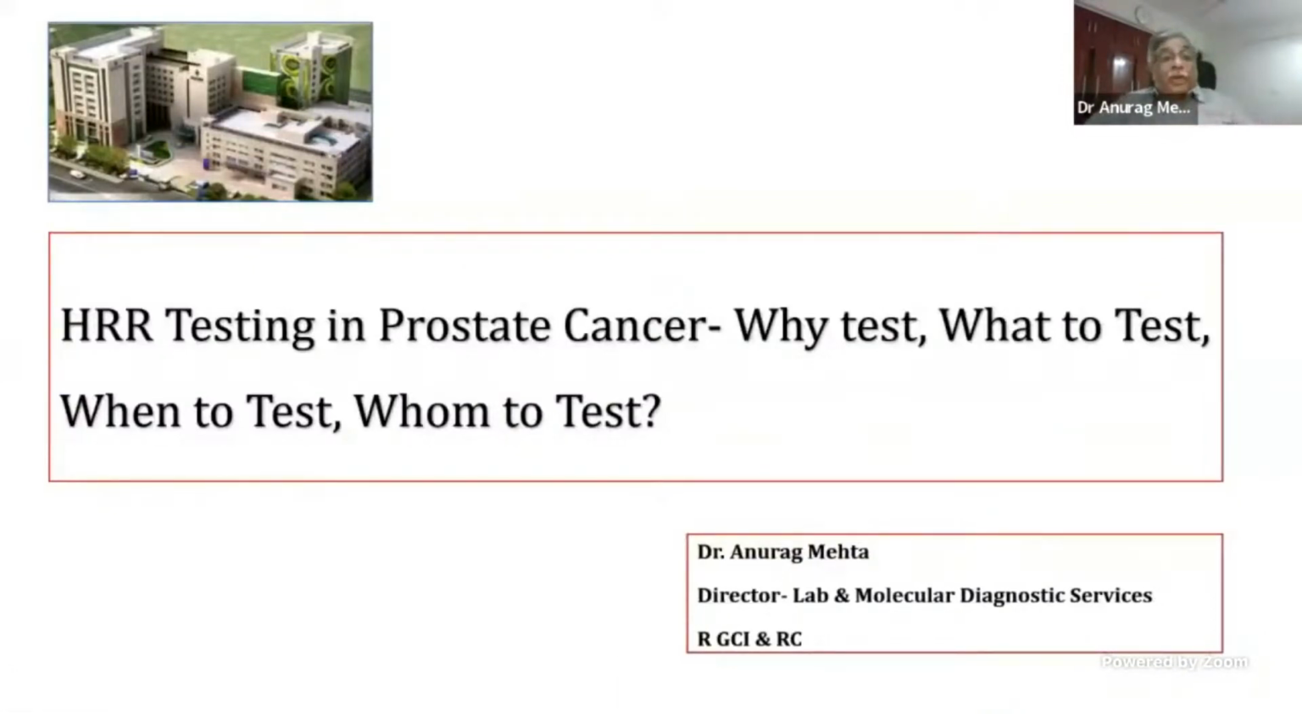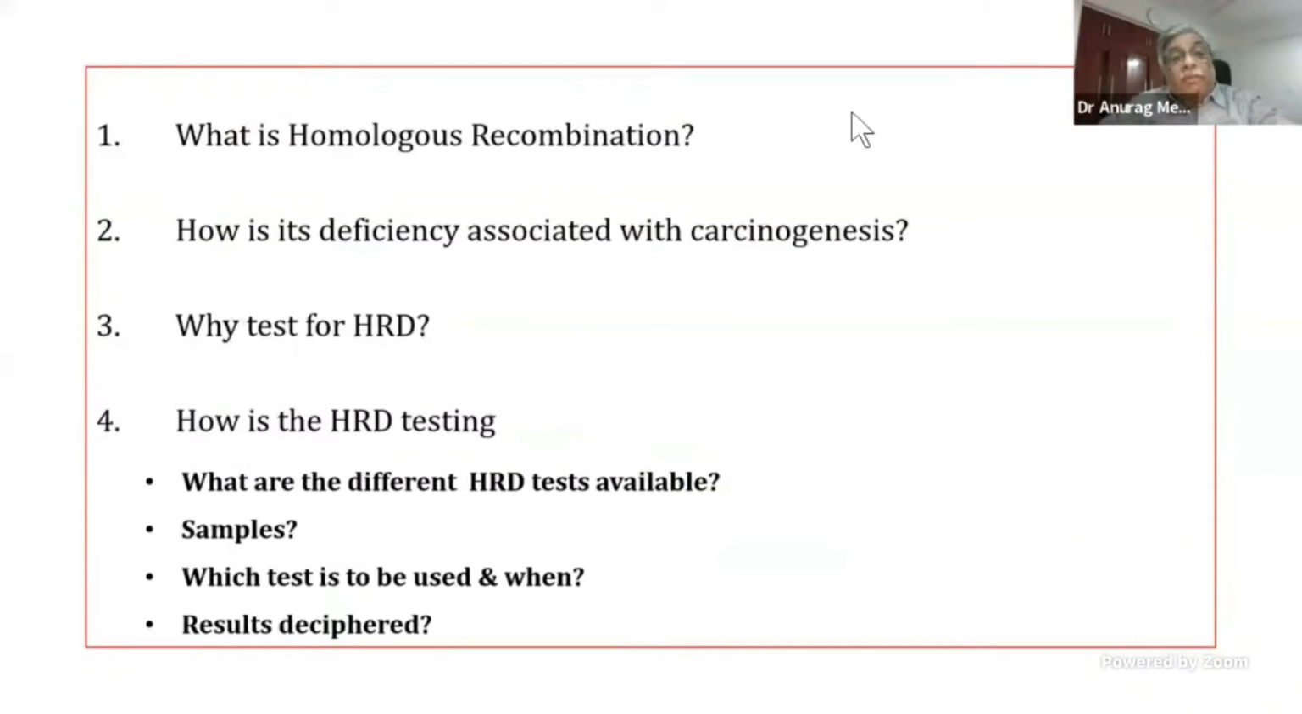And this evening, I will speak to you on the homologous recombination repair pathway, and how an impairment of the homologous recombination repair pathway results in several cancers, and what is the need to do homologous recombination repair pathway testing, and the nuances of this testing, which will answer the questions which have been assigned to me by the organizers. So I will briefly speak about what is homologous recombination and then try and answer these questions.